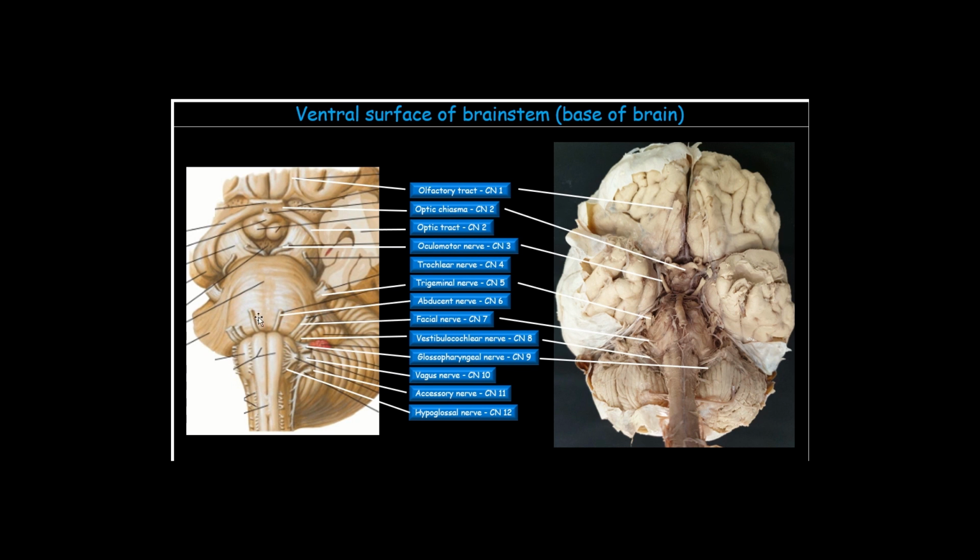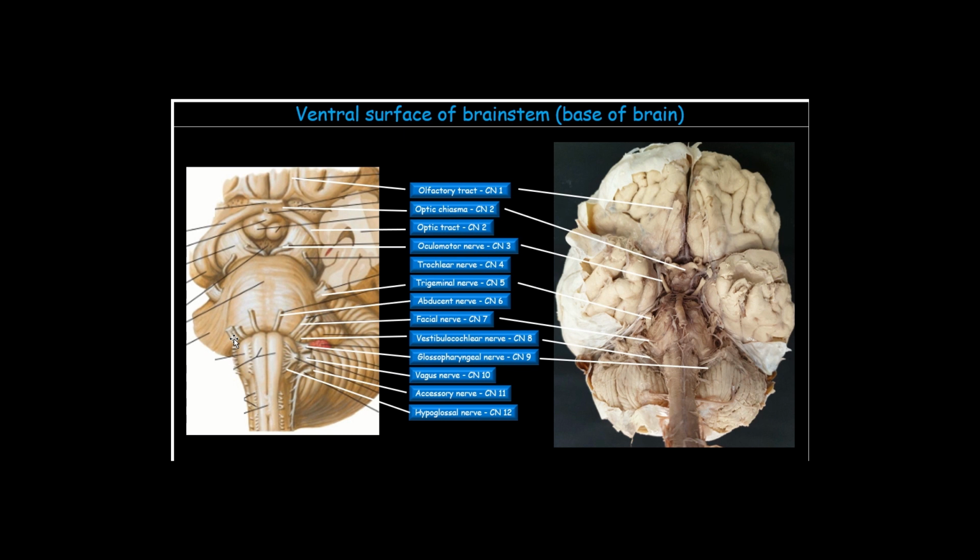Then we go down from the pons, to the region where the junction of the pons and the medulla is present, and we can see three cranial nerves popping out in a sequence from medial to lateral. These are the sixth cranial nerve, the abducent nerve, the seventh or the facial nerve, and then the eighth cranial nerve is the vestibulocochlear nerve. And we'll talk about these in a bit more detail later.